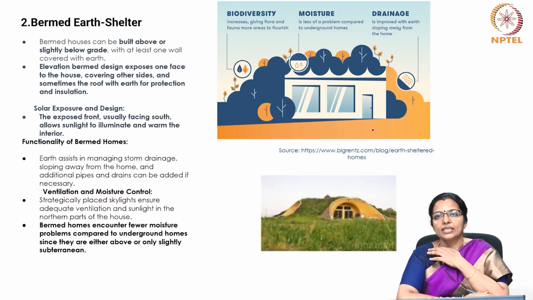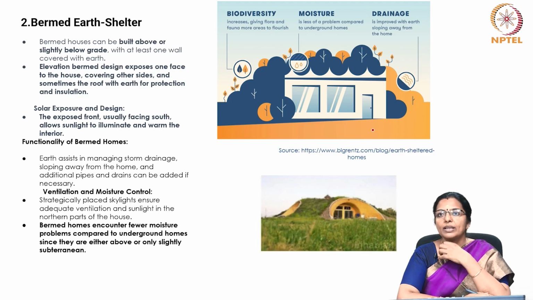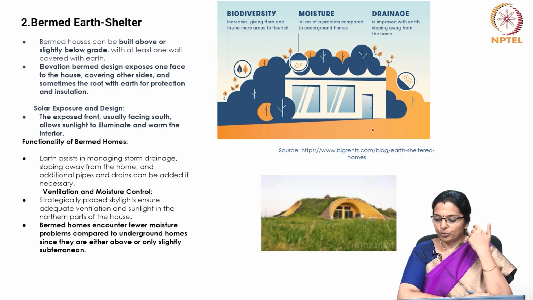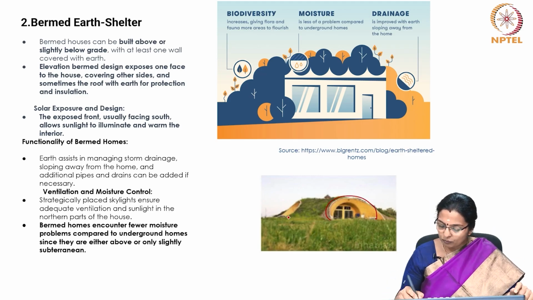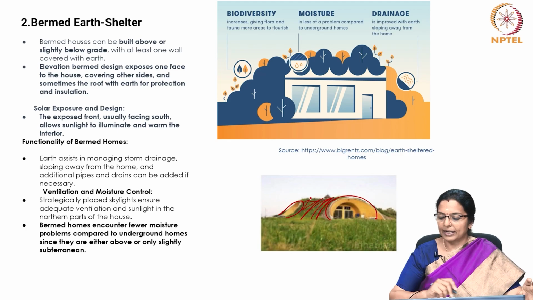The next one is a bermed earth shelter. Bermed houses can be built above or slightly below grade with at least one wall covered with earth. So the entire building is not covered, but one or two walls can be exposed and the remaining part can be subterranean.